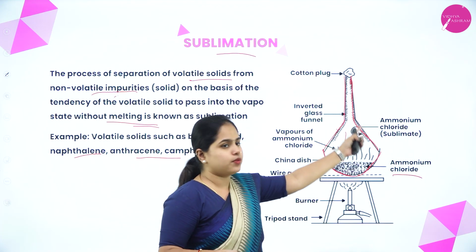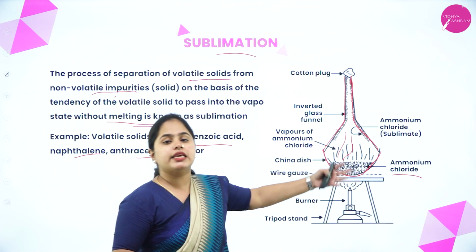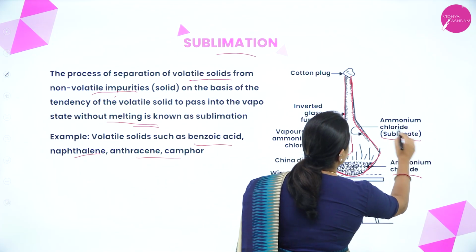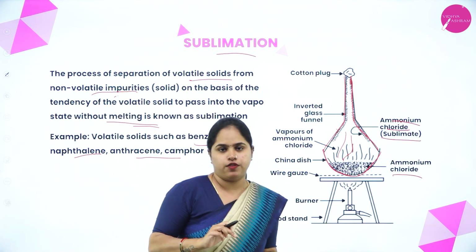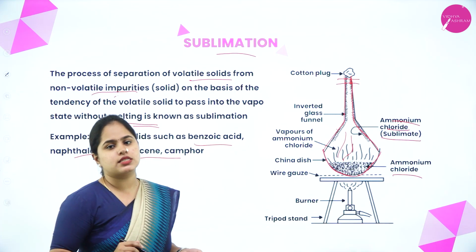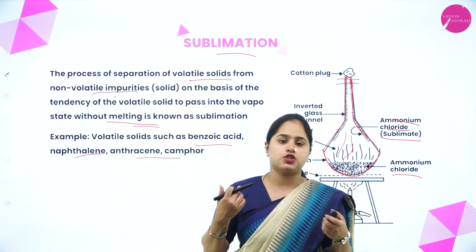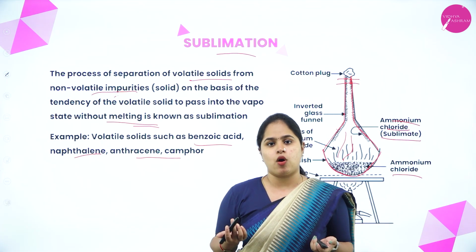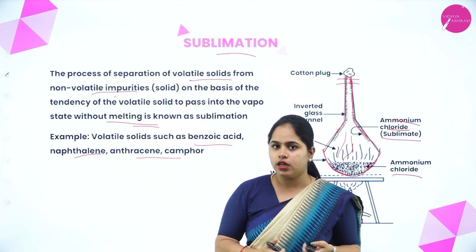When it comes in contact with the inverted glass funnel that we have taken, when it comes in contact with the walls of it, it gets converted back into solid from the gaseous state. So it sublimates and we'll get the purified ammonium chloride on the inverted glass funnel, right? And we also keep a cotton plug on top of it. So this is how the sublimation process takes place. This sublimation method of purification is not applicable for all the organic compounds, because it can be only used for those organic compounds which can undergo sublimation without melting or without going into the liquid phase, right?